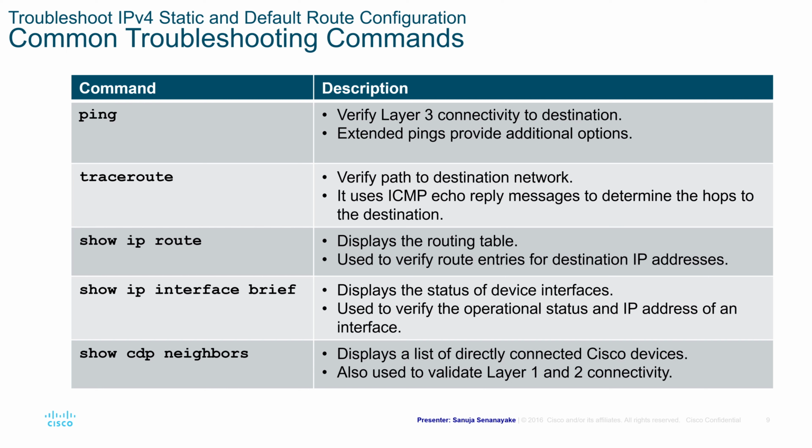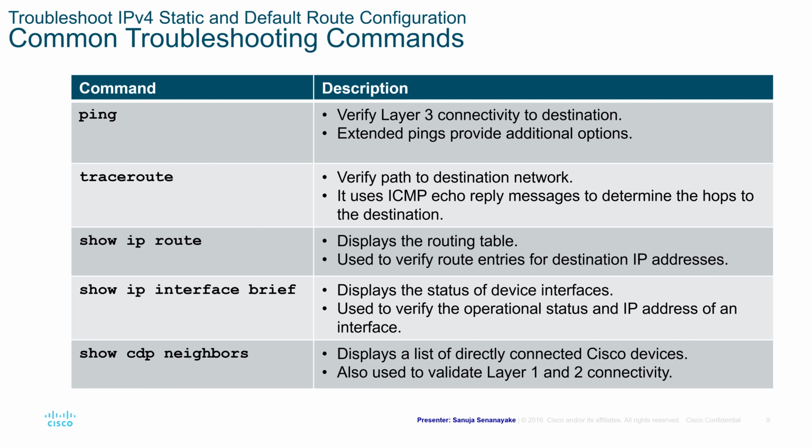The other one is traceroute, which verifies the path to the destination network. It uses ICMP echo reply messages to determine the hops to the destination. So in the previous example, we had 3 hops, and traceroute can pinpoint those 3 hops.